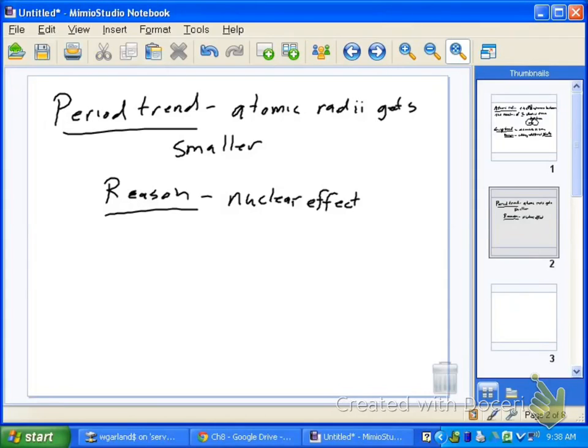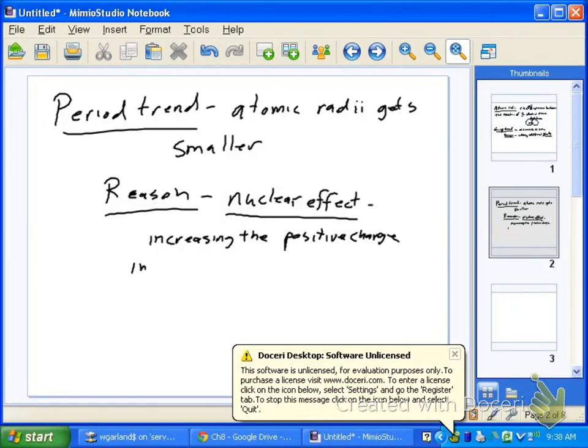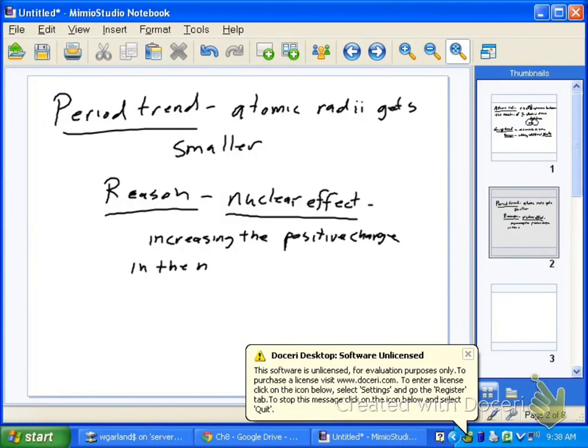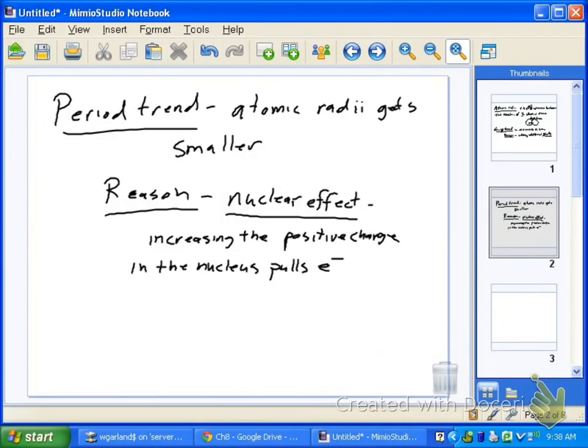Okay? So if they repel, then what keeps them from repelling and actually does the opposite, pulling in closer and closer to the nucleus, because that's what's going on as you go across those periods. It's called the nuclear effect. And just what Nathan said, it's increasing the positive charge in the nucleus. So increasing the positive charge in the nucleus pulls electrons in a shell closer to the nucleus.